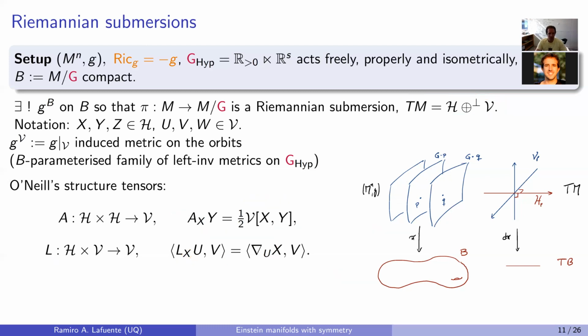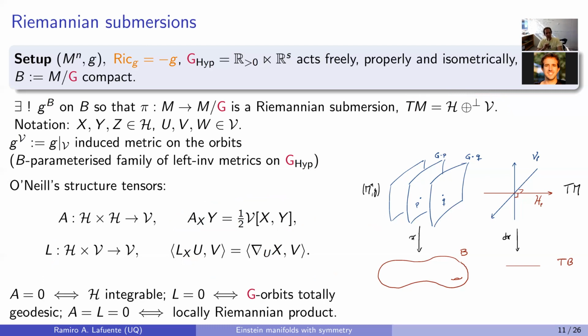These are very important elements of the submersion because, as I said already, A is 0 if and only if H is integrable. And L is 0 if and only if the G-orbits are totally geodesic, because it's the second fundamental form. And actually, both vanish simultaneously at every point if and only if M is locally a Riemannian product of B and some fiber.